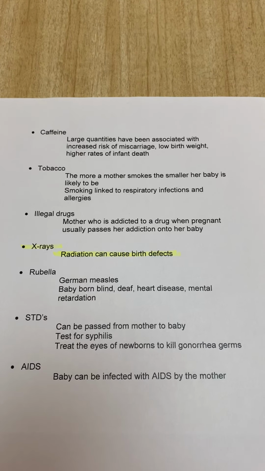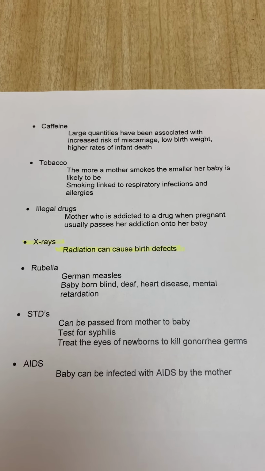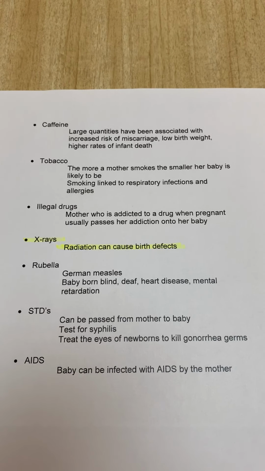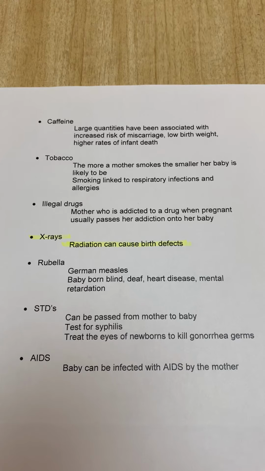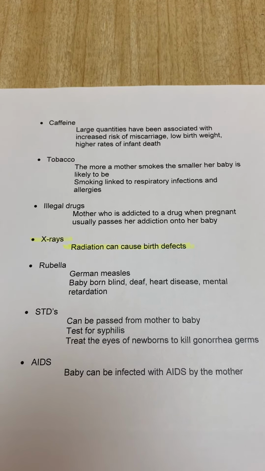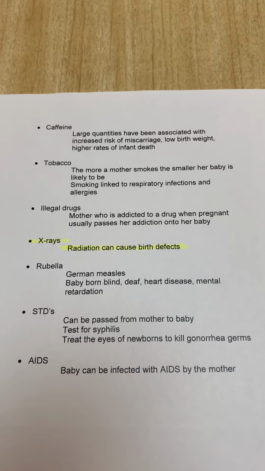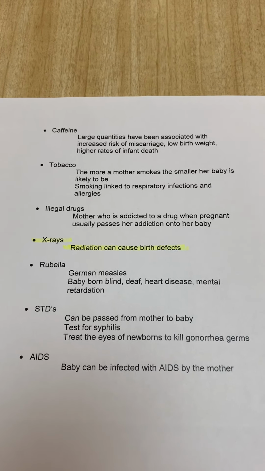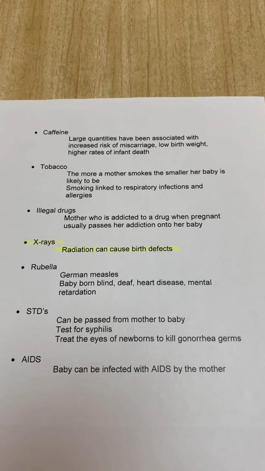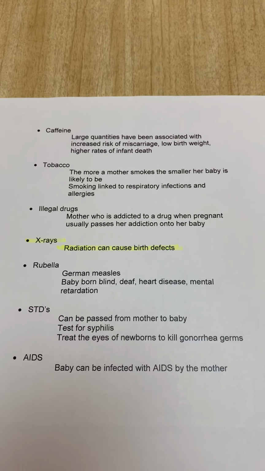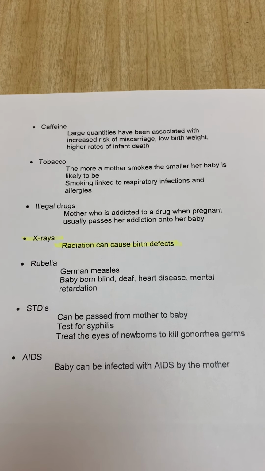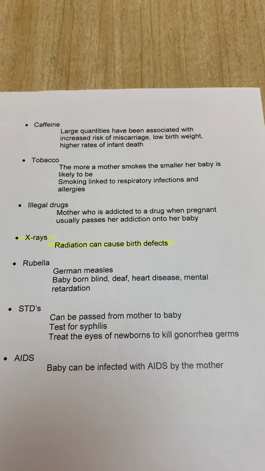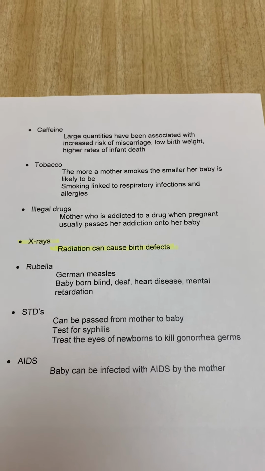Rubella or the German measles can be very, very dangerous. So a pregnant woman should never ever be around anyone or be exposed to anyone that has the German measles. Sexually transmitted diseases often can be passed from mom to baby, so pregnant women are often tested to make sure they do not have an STD. And then AIDS also can be passed on; the baby can be infected with AIDS by the mother.